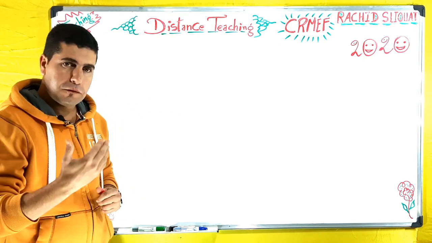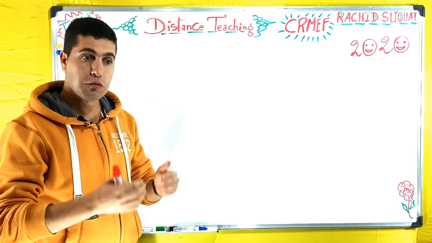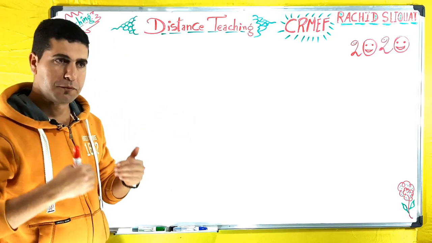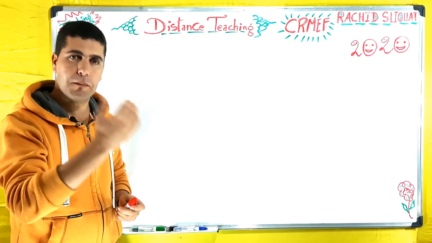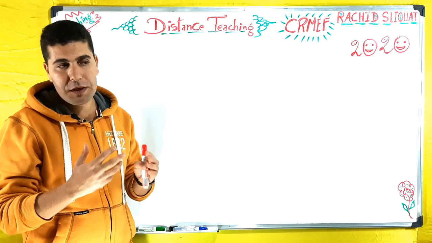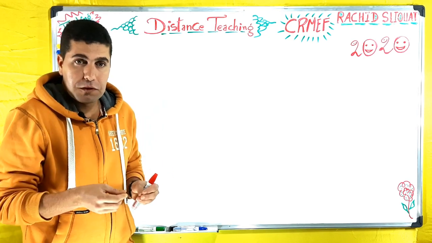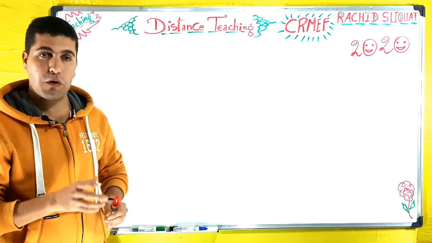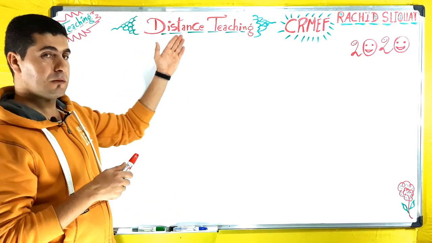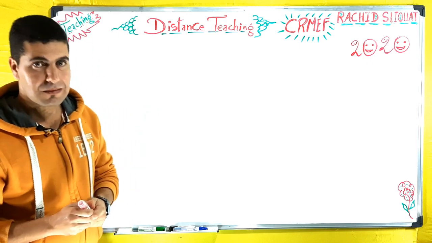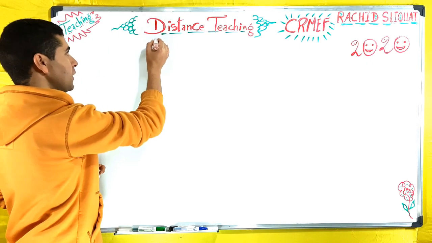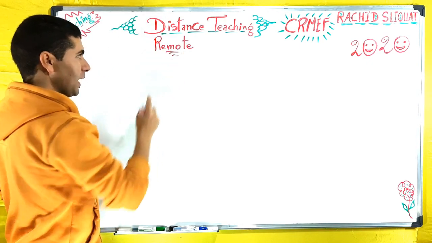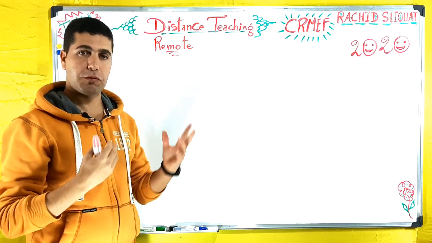So when first the coronavirus appeared, schools closed. We stopped going to school. Students stopped going to school. So we were obliged to look for a solution. So we resorted to what we call distance teaching. We call it distance teaching or what we call remote teaching, okay? So either distance teaching or remote teaching.